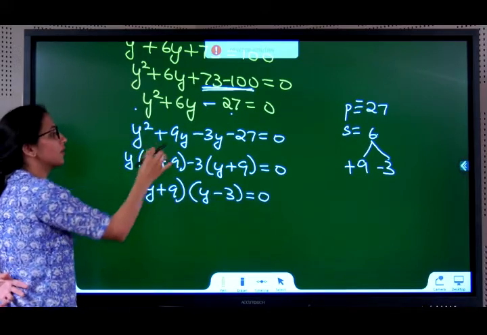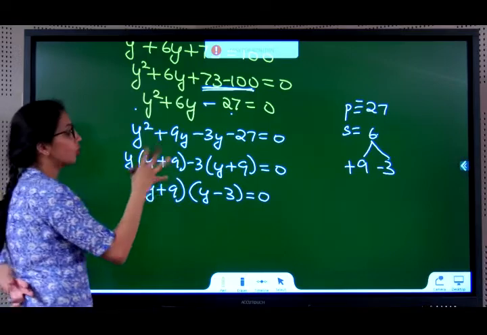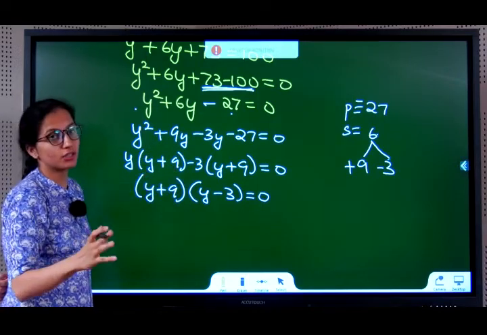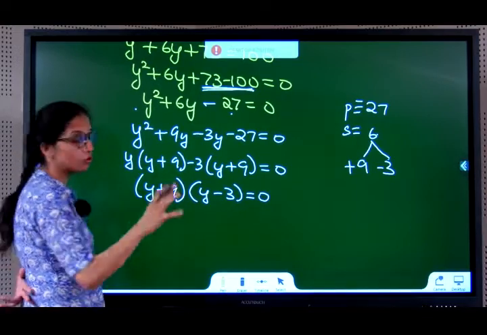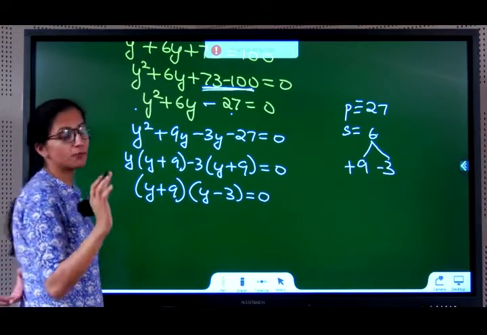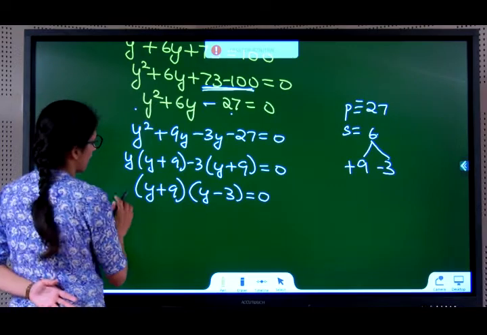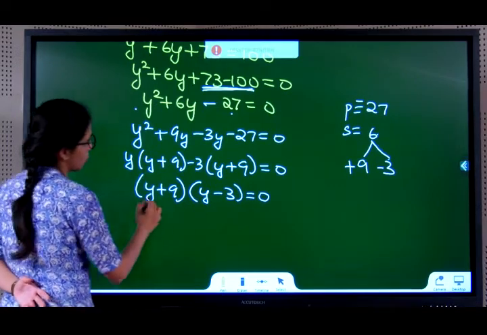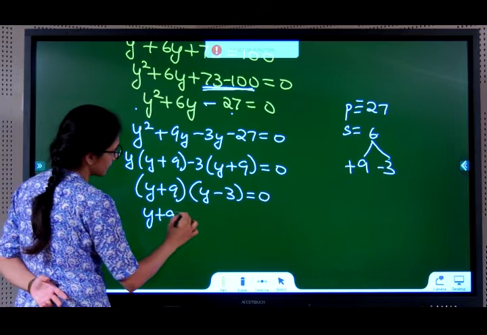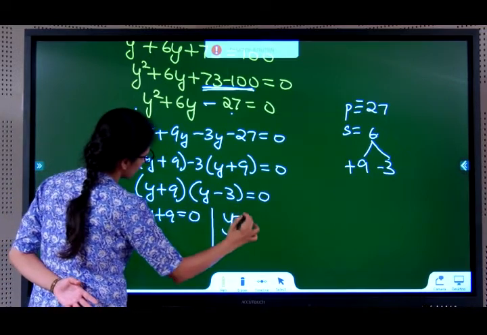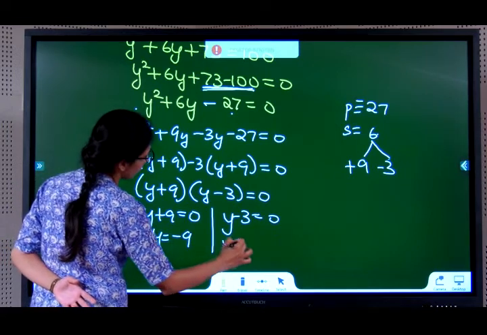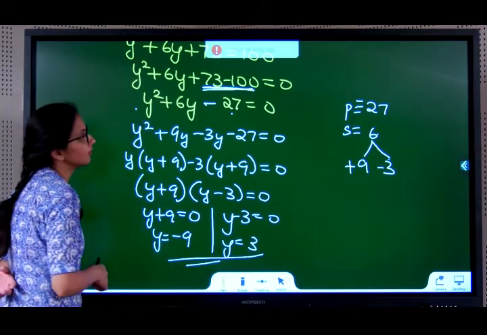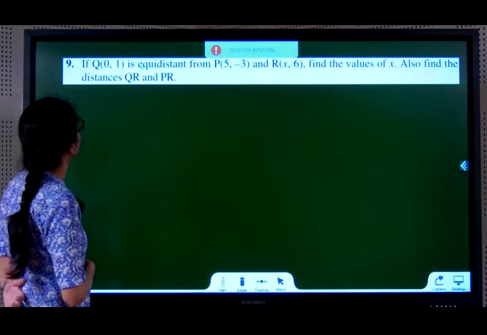If you are not sure about how to do this, please go through the videos in the quadratic equation chapter. We have done it in detail over there with every step about how to split, how to use the quadratic formula, how to take common. Okay, this is called factorization. So now this means y plus 9 is 0 or y minus 3 is 0. So y is equal to minus 9 or y is equal to 3. Both are valid.